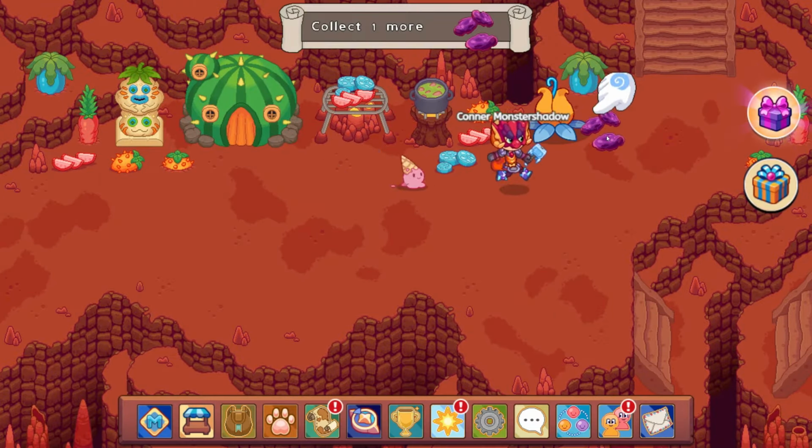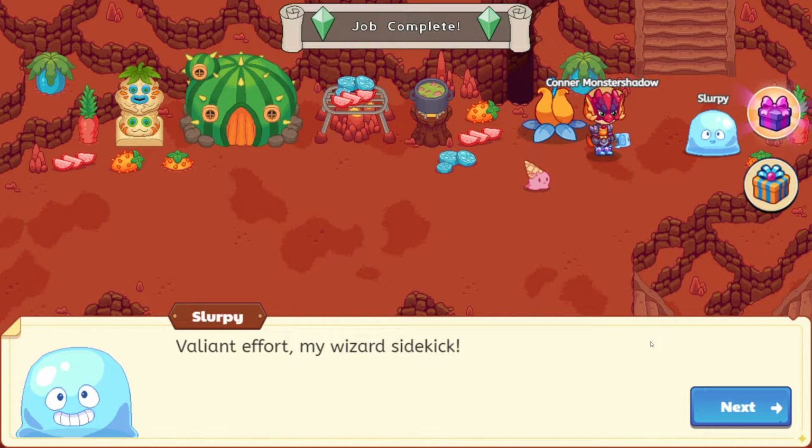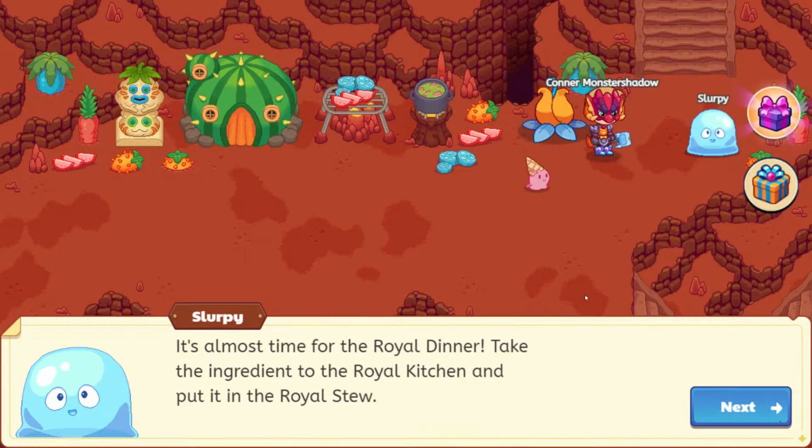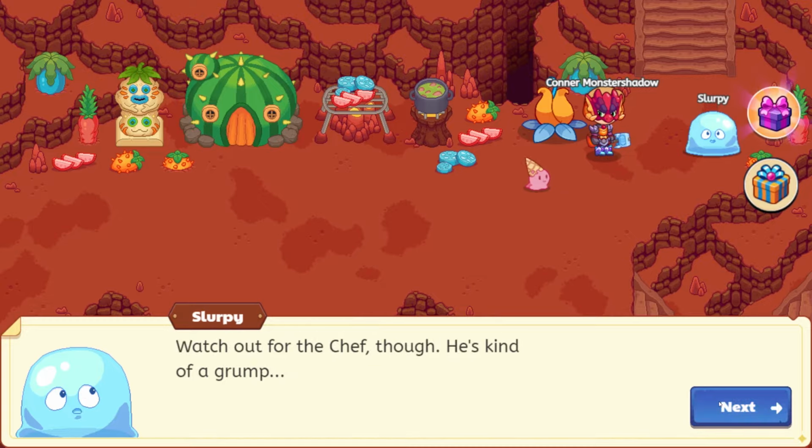All right, we got those. Brilliant effort, my wizard sidekick. Thank you, Slurpee. 200 gold. It's almost time for the royal dinner. Take the ingredient to the royal kitchen and put it in the royal stew. Will do. Watch out for the chef, though. He's kind of a grump. Sounds good, sounds good. We will do that.